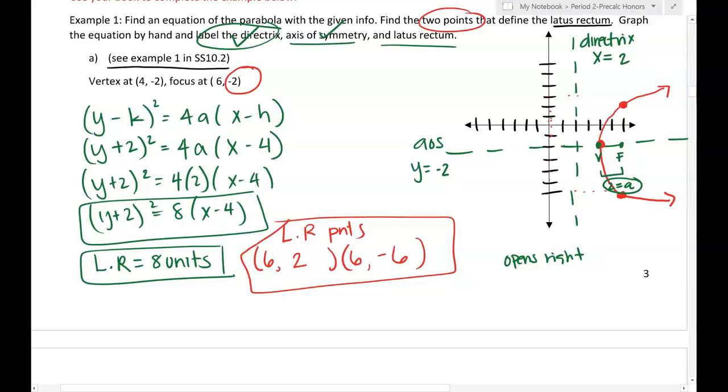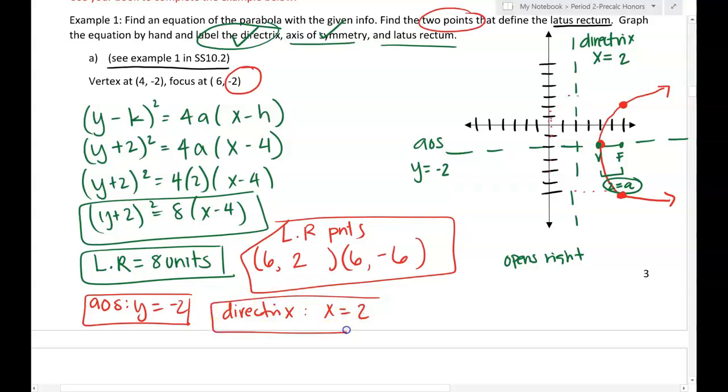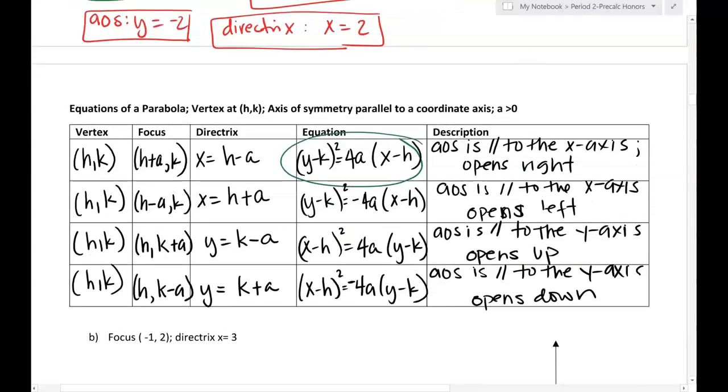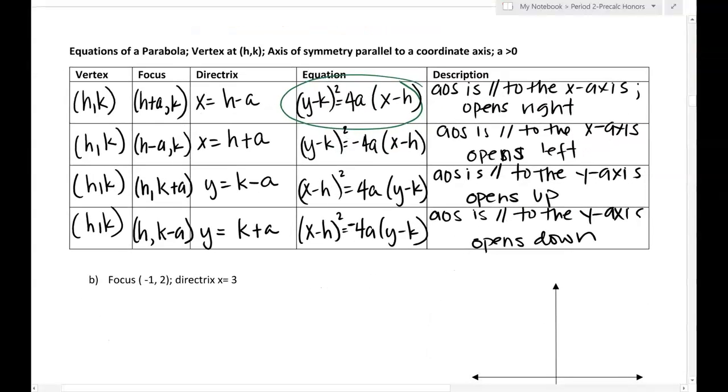We already have the axis of symmetry labeled, but let's write it right here. Axis of symmetry, y equals -2. And we have the directrix. It's already on the graph, but let's just label it right here so we can have it all in one spot. Okay, so hopefully you guys got the same exact thing that I have here. Okay, so now hopefully that connects and it makes sense with the chart. Let's try B, okay?